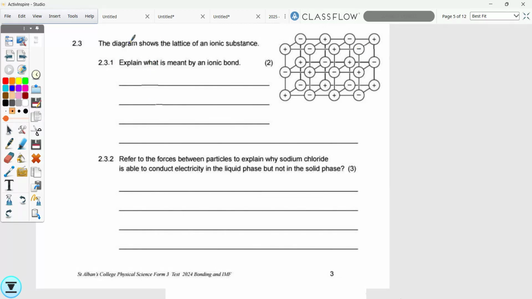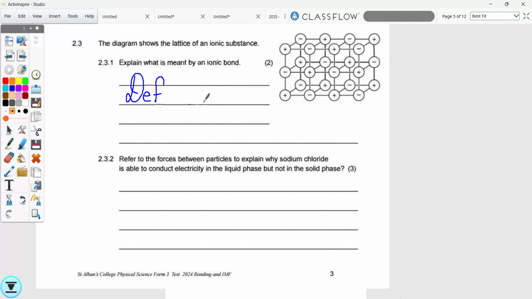Then they say, the diagrams show the lattice of an ionic substance. Explain what is meant by an ionic bond. This is a definition. So what is an ionic bond? A bond between a metal and a non-metal where there's a transfer of electrons from the metal, making it a cation, to the non-metal, making it an anion. You still only get one more.